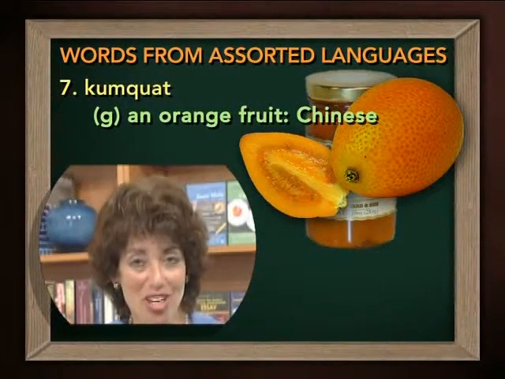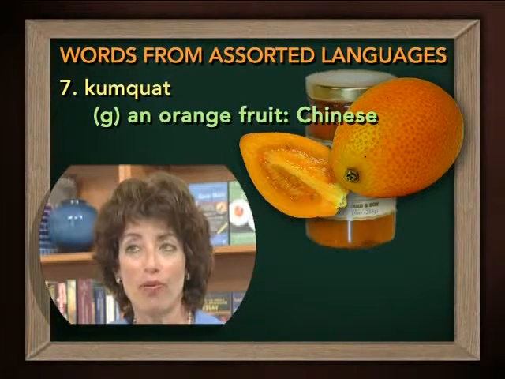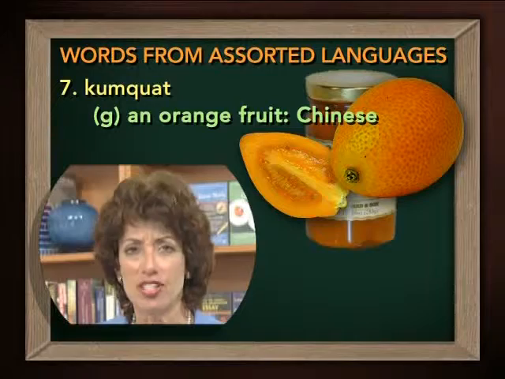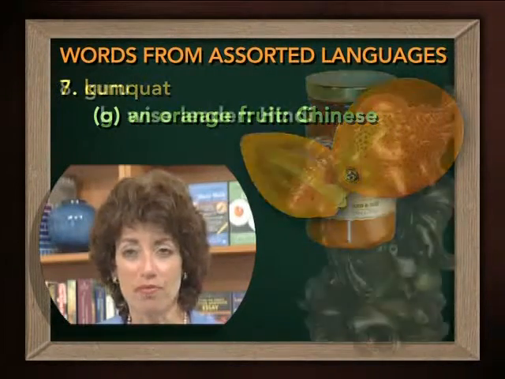Kumquat, isn't that a great word? Kumquat is an orange fruit. It's Chinese. A kumquat is very small, and they're normally served in this country preserved, like you get them in a jar and they come in a little bit of liquid.